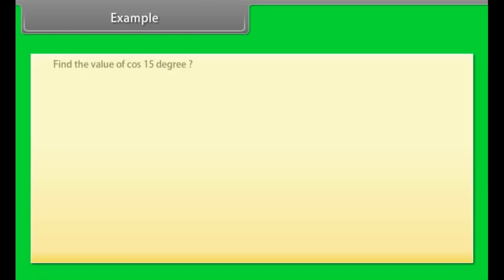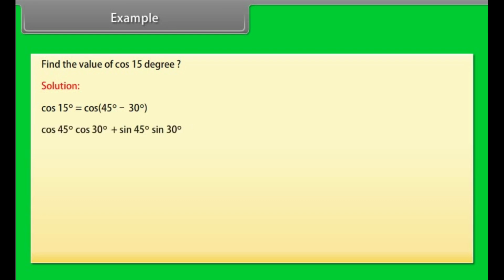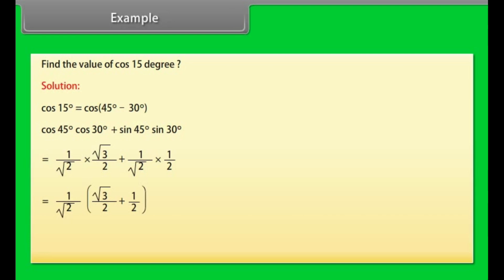Example. Find the value of cos of 15 degrees. Solution. Cos of 15 degrees is equal to cos of (45 degrees minus 30 degrees). That is equal to cos 45 degrees into cos 30 degrees plus sin 45 degrees into sin 30 degrees, which is equal to 1 by root 2 into root 3 by 2 plus 1 by root 2 into 1 by 2, which is equal to 1 by 2 root 2 into (root 3 plus 1).